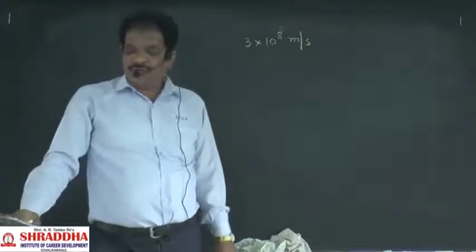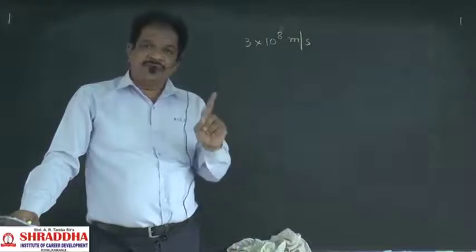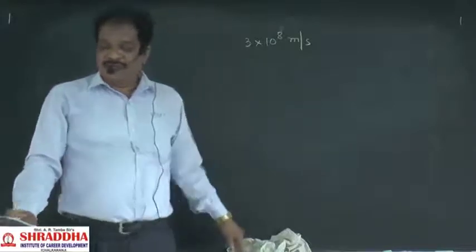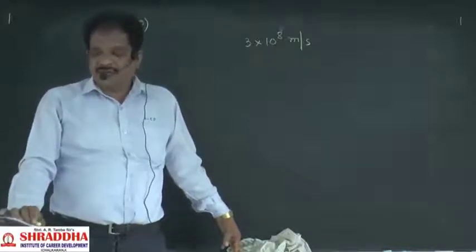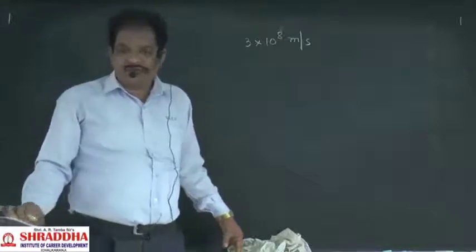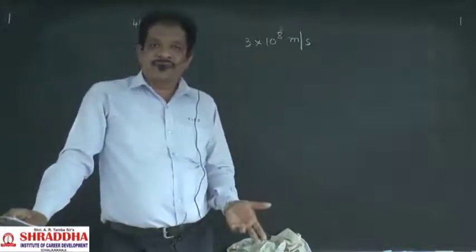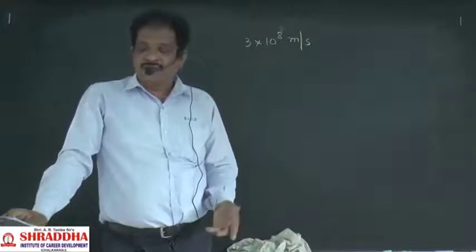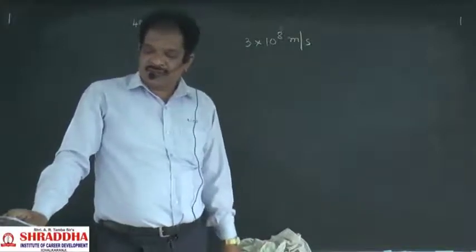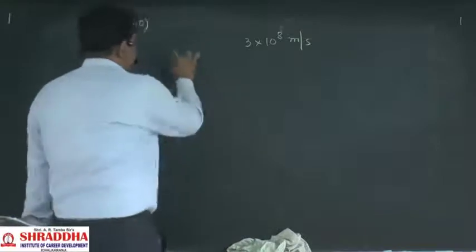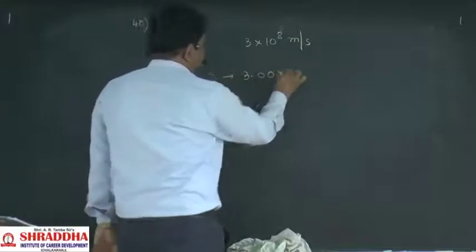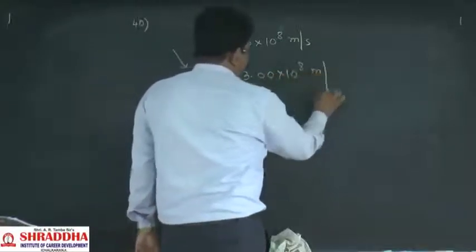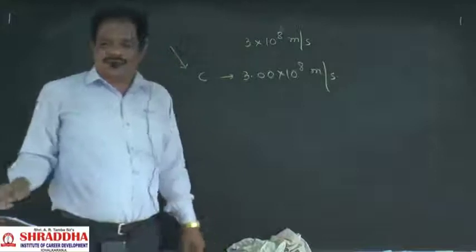You observe the first option, it will have only one significant figure. The second will have one significant figure. The third will have three significant figures. The fourth will have two significant figures. Express the answer in three significant figures, what is the option? C. C only will have three significant figures: 3.00 into 10 power 8 meter per second.